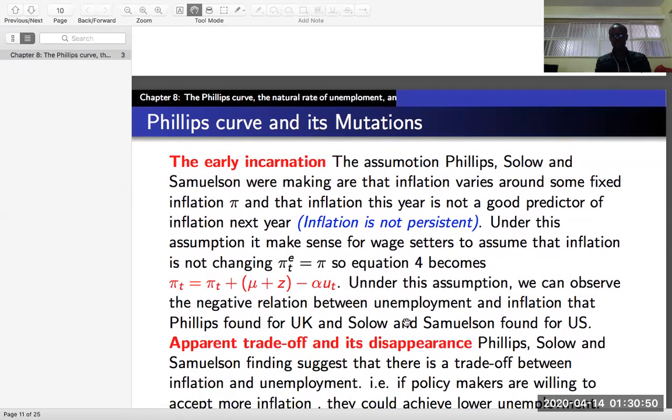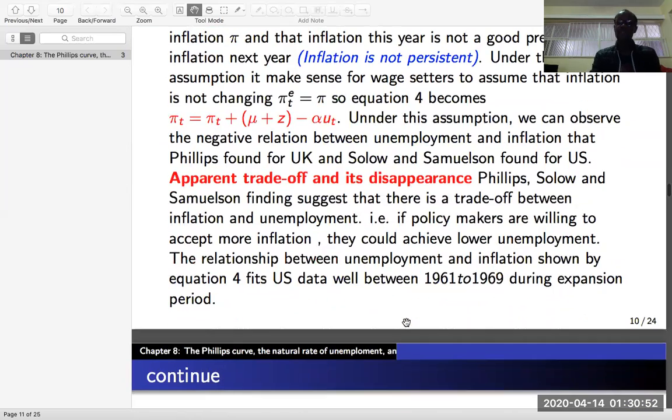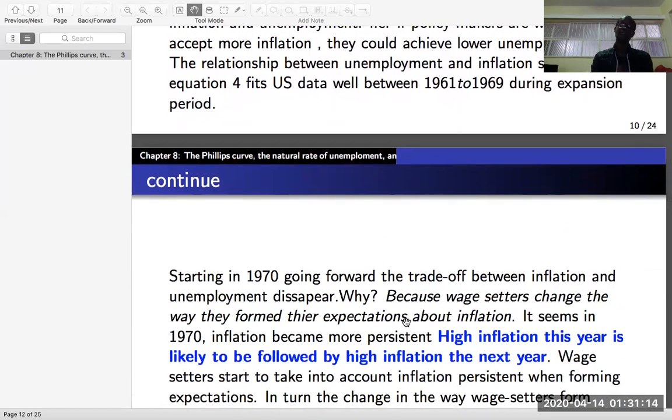So, the apparent trade-off and its disappearance. Phillips and Solow, and some others, also found that there is a trade-off between inflation and unemployment, i.e., if policymakers are willing to accept more inflation, they could achieve lower unemployment. The relationship between unemployment and inflation shown by equation 4 fit US data well for a period of 8 years during the expansion period. After the expansion, things changed. Starting in the 1970s going forward, the trade-off between inflation and unemployment disappeared.